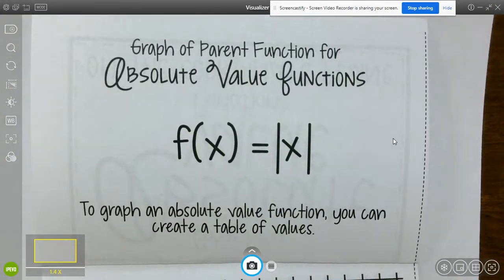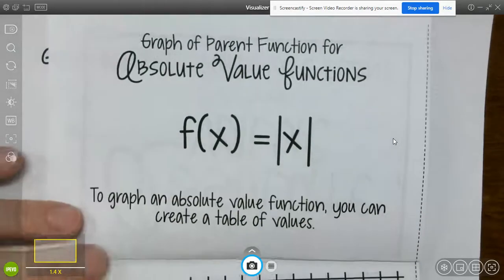In this video, we are going to learn how to graph absolute value function inequalities specifically, okay? But before we get to that, I want to make sure that we understand and remember from last week how to graph those absolute value functions. So if you had trouble with that last week, this is kind of going to be a recap, okay?